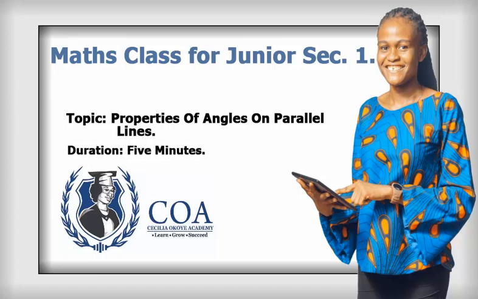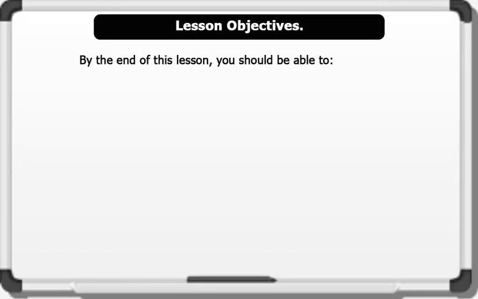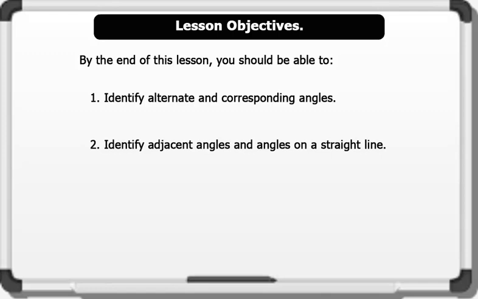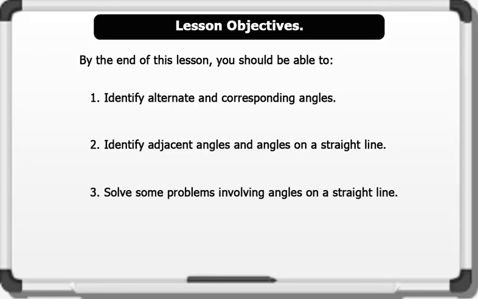Now, let us go through the lesson objectives. By the end of this lesson, you should be able to: 1. Identify alternate and corresponding angles. 2. Identify adjacent angles and angles on a straight line. And 3. Solve some problems involving angles on a straight line. Please pay attention as we go through the lesson together.